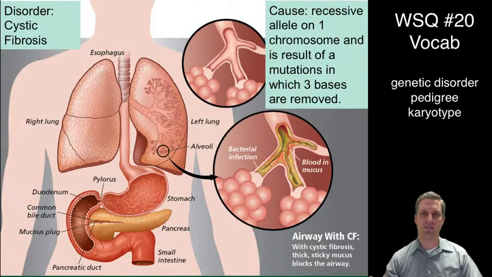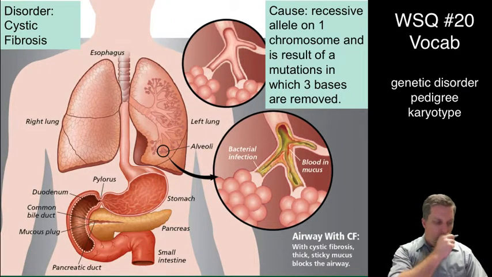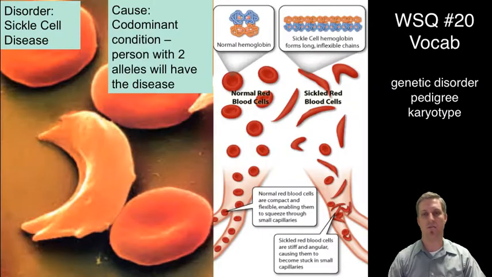This is caused by a recessive allele on one single chromosome, and it's a result of a mutation in bases. It's actually a deletion of three bases in this particular allele, and it gives people cystic fibrosis. Ultimately, this will make it hard for people to breathe. It can lead to infections because of the mucus. It can lead to all kinds of problems, like inflammation in the airway. We can see right here in the alveoli some of the different infection, and also down here in the pancreas what's called a mucus plug, or even in the pylorus, where the stomach meets the intestine. So that's an example of a genetic disorder caused by a mutation in a base.